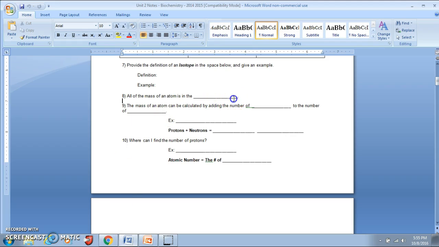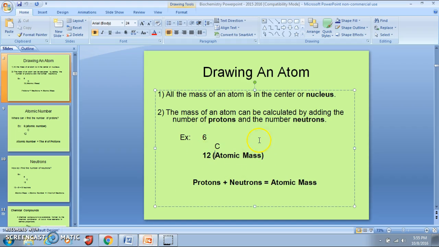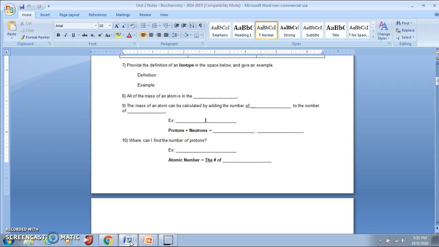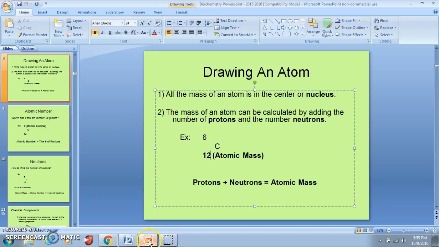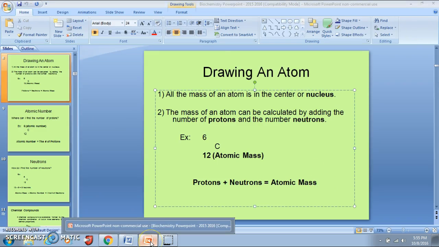Right. For number 8, we said all of the mass of an atom is in the nucleus, and we can calculate it by adding the number of protons and neutrons. The example we gave was carbon-12, and you might actually want to write out this little chemical symbol and indicate to yourself that 6 is the number of protons and 12 is the atomic mass. And for right below it where it says protons plus neutrons, what we're looking for is atomic mass.